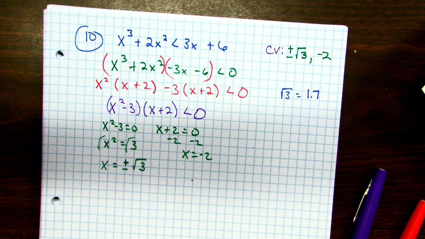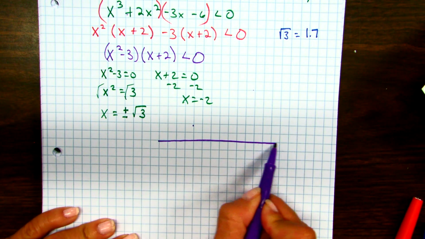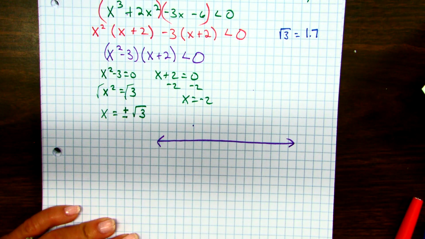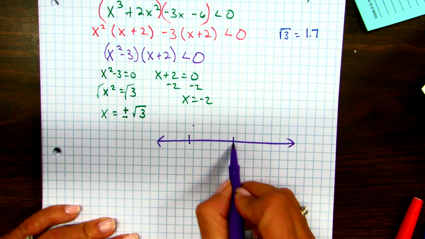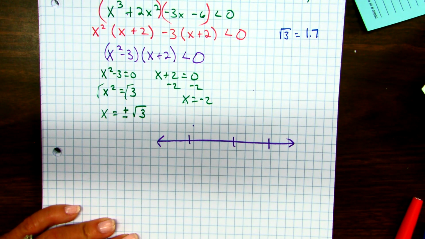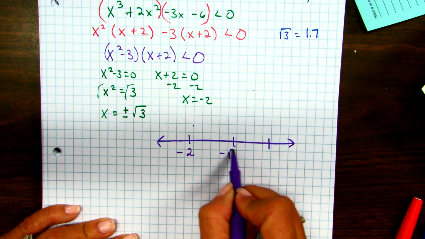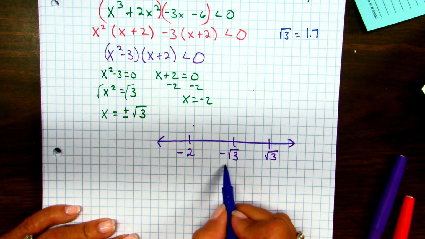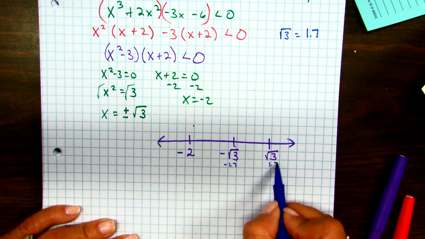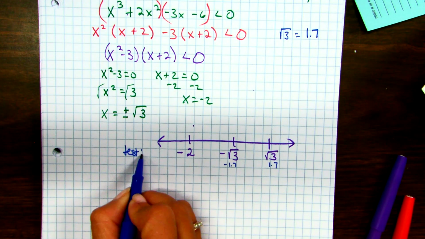So now we make ourselves a big x-axis, and we put the 3 numbers on there. Negative 2 would be our smallest, then negative square root of 3, then the square root of 3. Again, remember, this is negative 1.7, this is 1.7, approximately. Then you find your test numbers.